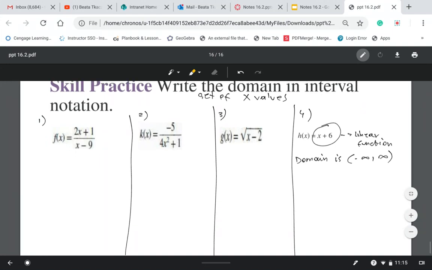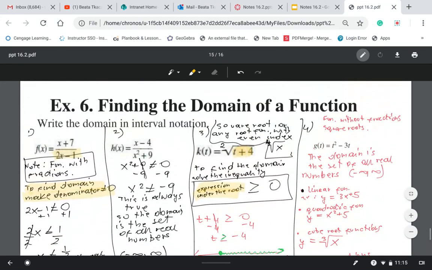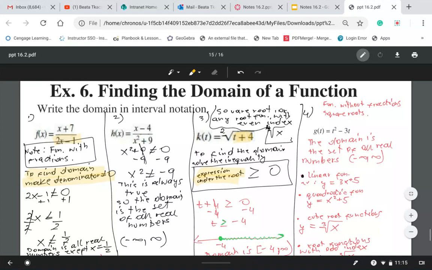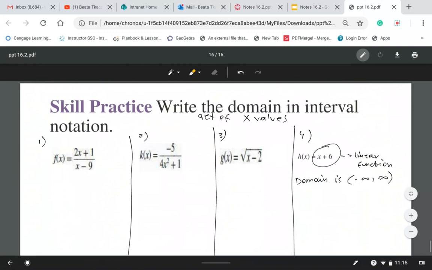Okay, now number 3, we have a square root. I mentioned to you that to find the domain of a function which has a square root, we take the expression under the root and solve the inequality. That expression under the square root has to be greater than or equal to 0. So for a square root function, to find the domain, we solve an inequality.